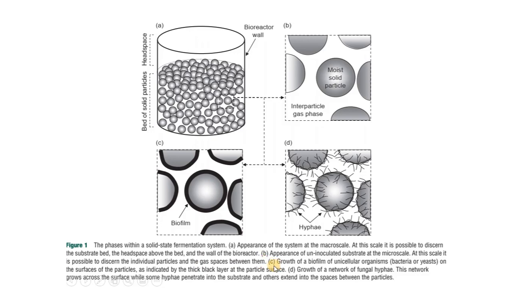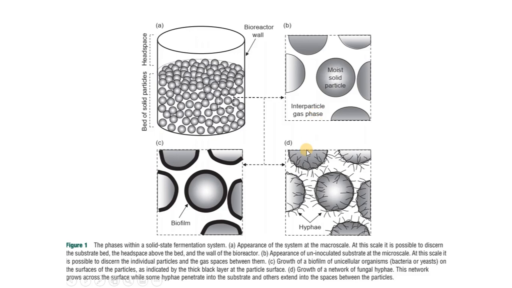C is the growth of a biofilm of a unicellular organism, either bacteria or yeast. Fungal hyphae are different, but first we can look at bacteria and yeast. C is the overall view of the particle mass, a solid particle coated with a biofilm. Usually the biofilm is the complete layer of microorganisms completely coating the particle.